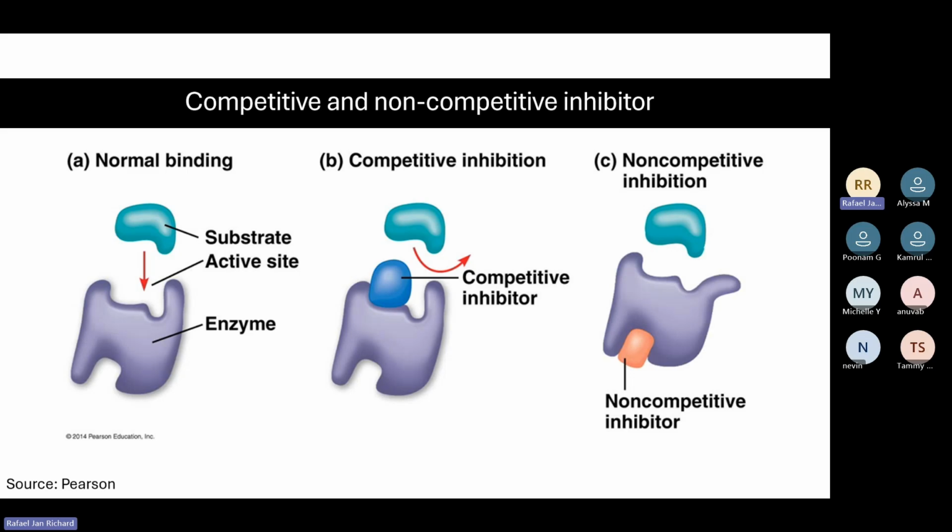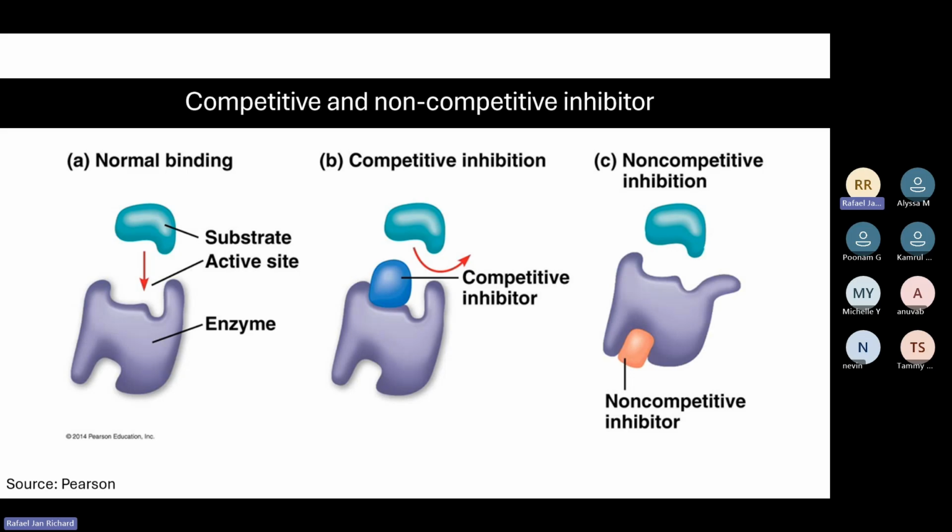But now the competitive inhibitor blocks the active site. And we saw that with thiourea. It has a similar structure, but nothing can happen with it because it's not a real substrate molecule. And so when you add more real substrate, the effect gets less and less, as the real substrate outcompetes the competitive inhibitor.